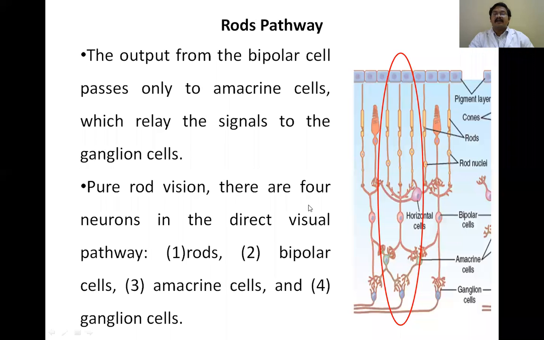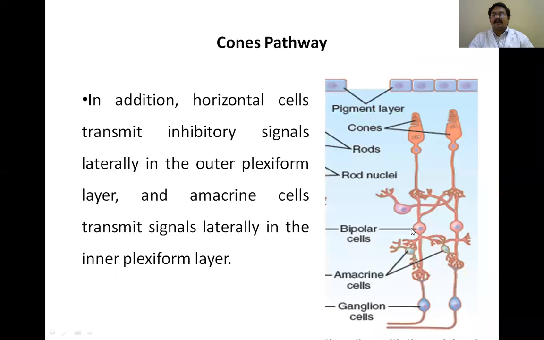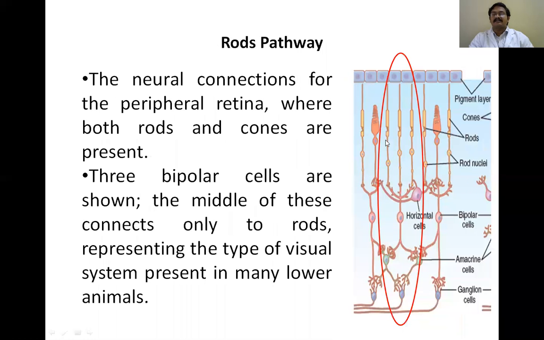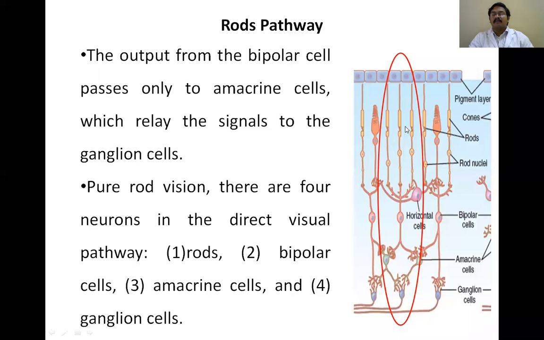In pure rod vision, there are 4 neurons in the direct pathway: the rods, the bipolar cells, the amacrine cells, and the ganglion cells. This is an indirect pathway compared to the cone system, where the connections are direct. In the cone system, the cones go to the bipolar cells, which synapse directly with the ganglion cells, and they have a lateral connection with the amacrine cells. In the rod system, the bipolar cells do not go directly to the ganglion cells; they go to the amacrine cells only, and from the amacrine cells it synapses with the ganglion cells.